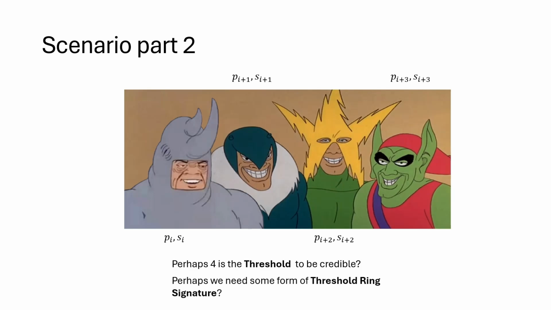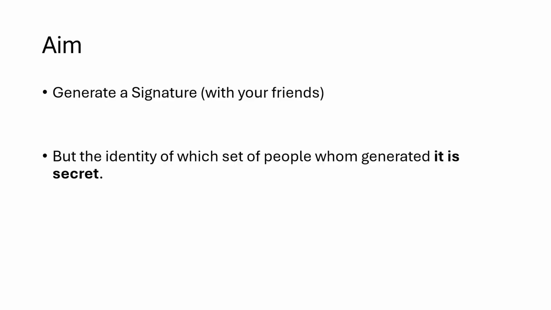And what we have here at the end of the day is something called threshold ring signatures. The aim of it is to basically generate a particular signature with your friends, but the identity of which set of people who generate this signature is secret. So for example, let's say I have n people, and then I have this arbitrary threshold of t. And what this means is that I take any combination of t within the set of n, and they could generate a valid threshold ring signature, right?